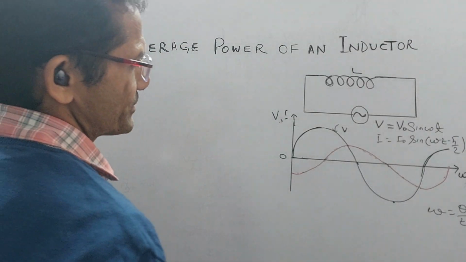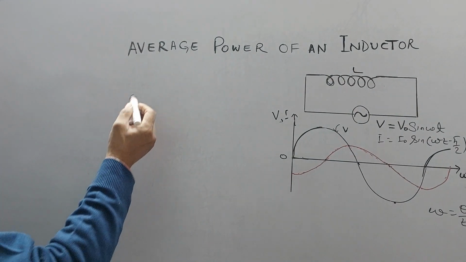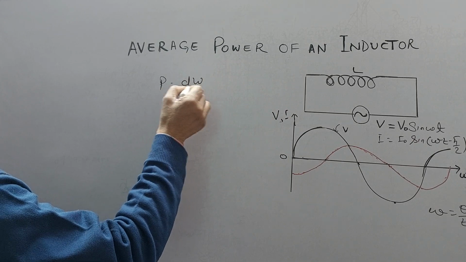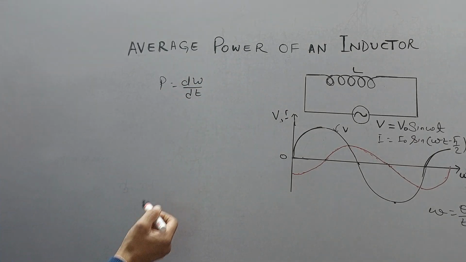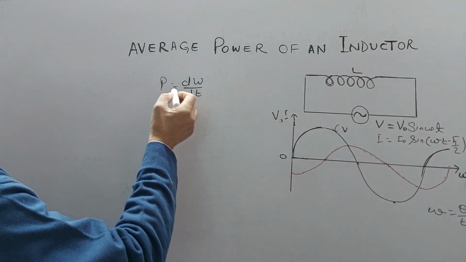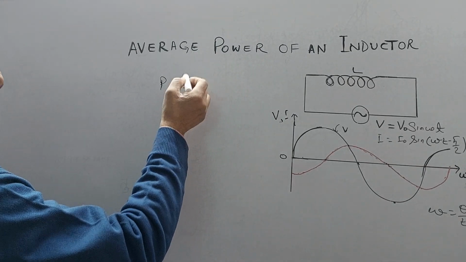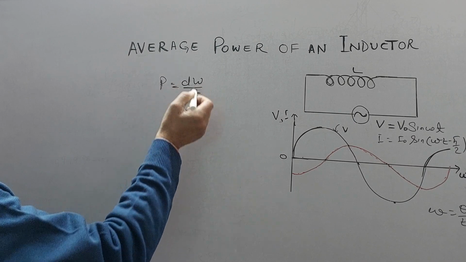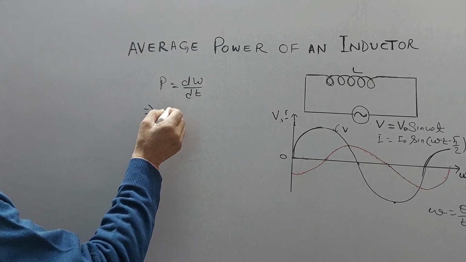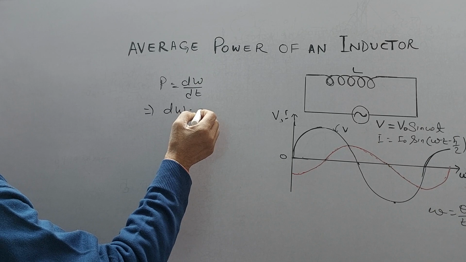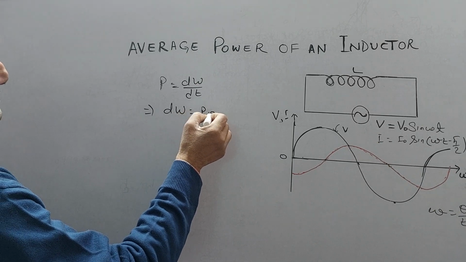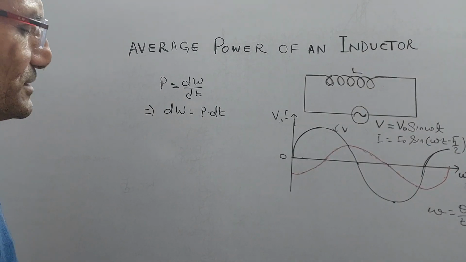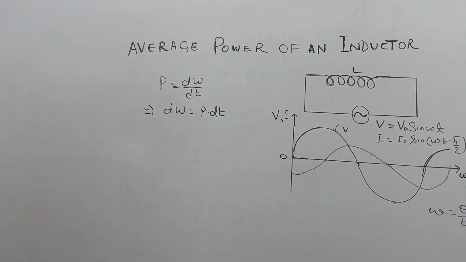So let us start. We already know that power is equal to work done divided by time. Suppose in a small time interval dt, the work done is dW. Our power would be dW upon dt. From here dW is equal to power into dt. So we need to calculate the average power dissipated in one complete cycle.